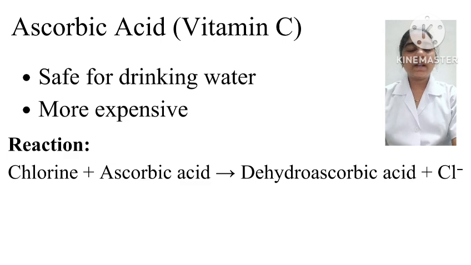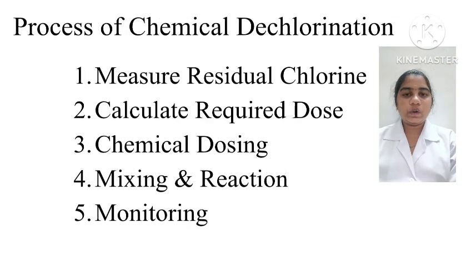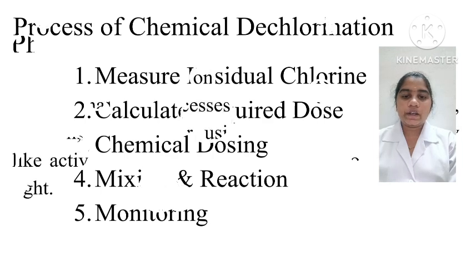Ascorbic acid is a mild reducing agent that converts the chlorine into chloride. The reaction: ascorbic acid plus chlorine converts into dehydroascorbic acid and chloride. Advantage of this method: food grade chemical, safe for drinking water and food applications. Chemical dechlorination process summary: first, chlorine is analyzed. Chemical dosing: thiosulfate, bisulfite, sulfur dioxide, and ascorbic acid. Next, rapid mixing, contact time, residual chlorine test, and finally dechlorinated water.